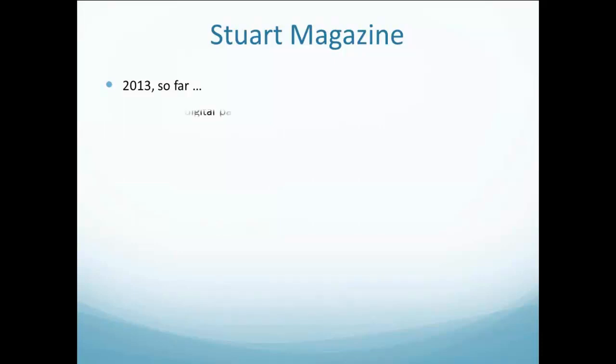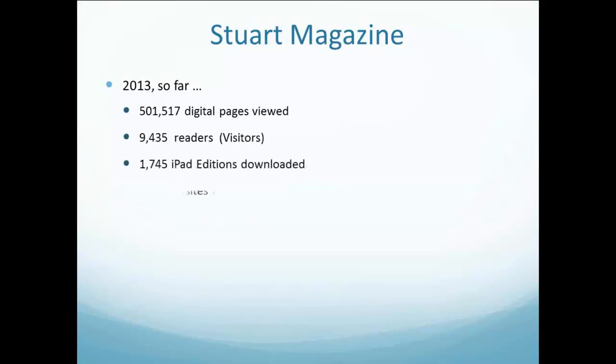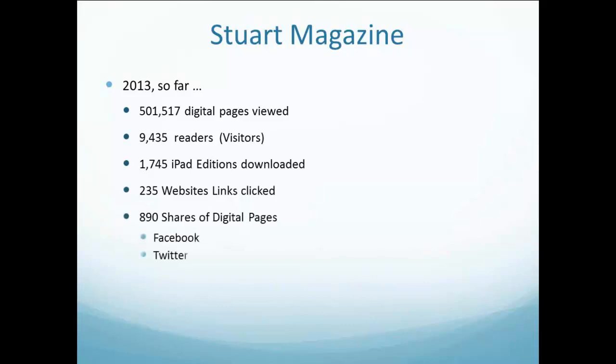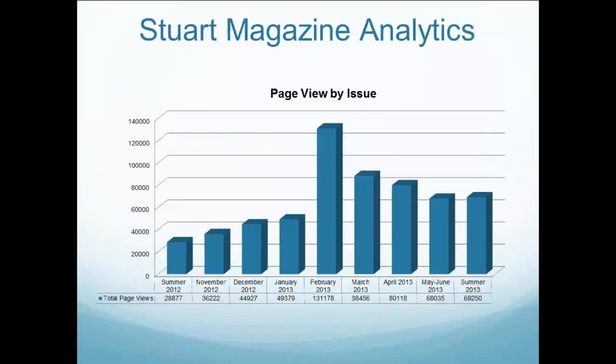So Stuart Magazine 2013 so far, they've had over 500,000 digital page views, almost 9,500 readers, almost 1,800 iPad editions, website link clicks, how many pages have actually been shared on Facebook, Twitter, and Pinterest, and Tumblr. So if you think about it, to put this in perspective again, Stuart Magazine, only 16,000 people live there. So these numbers are extremely high. So it means that they're doing something right as far as the way they are getting the readers engaged.